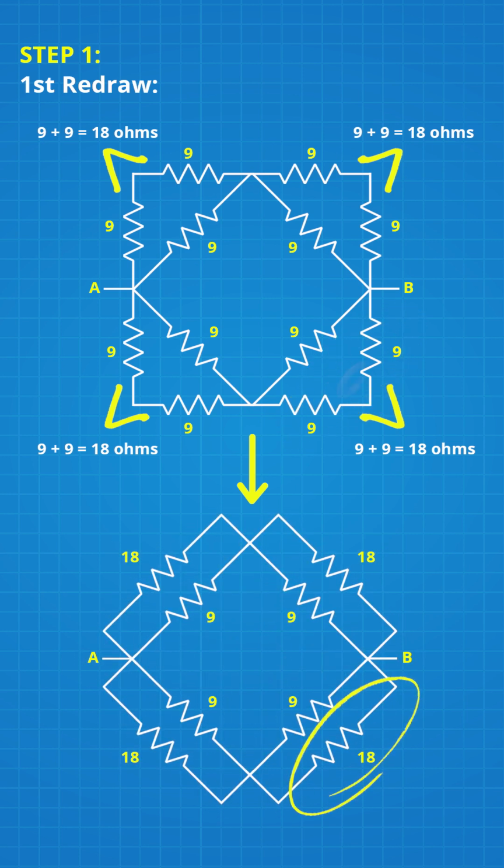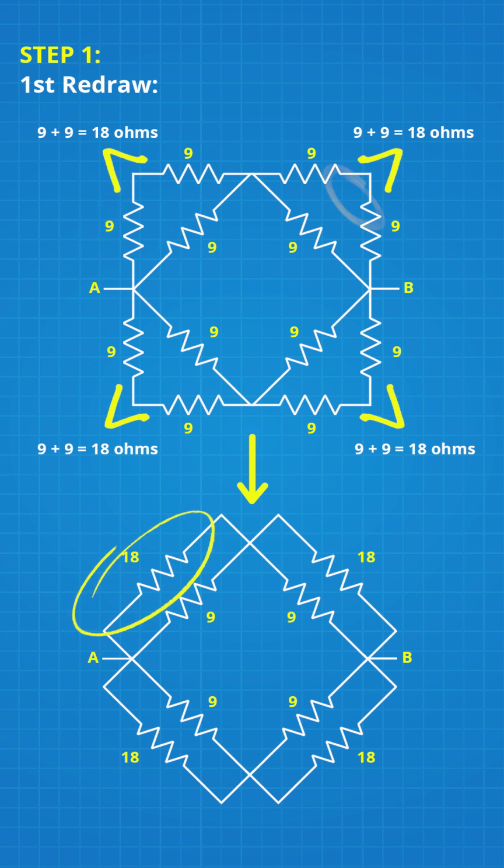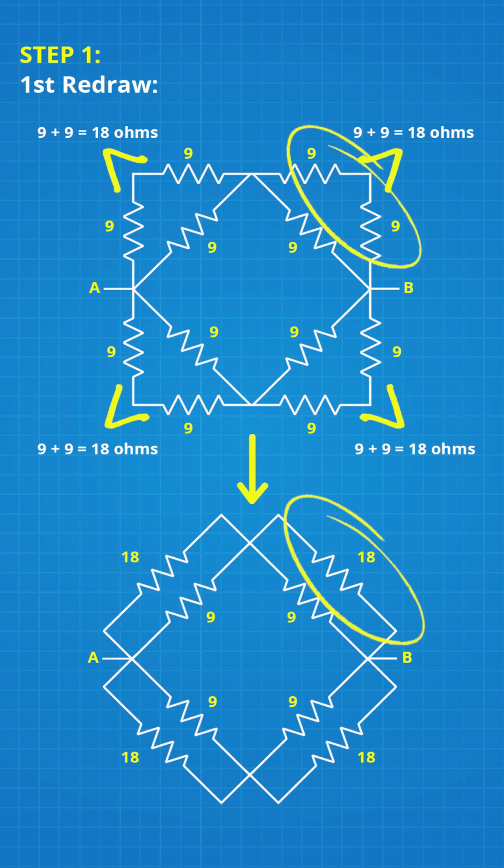In this case, we have a series connection. For series connections, we simply add their resistances. For this first side, 9 ohms plus 9 ohms equals 18 ohms. Apply the same process to all the remaining sides. Step 2. Label this as the second redraw.